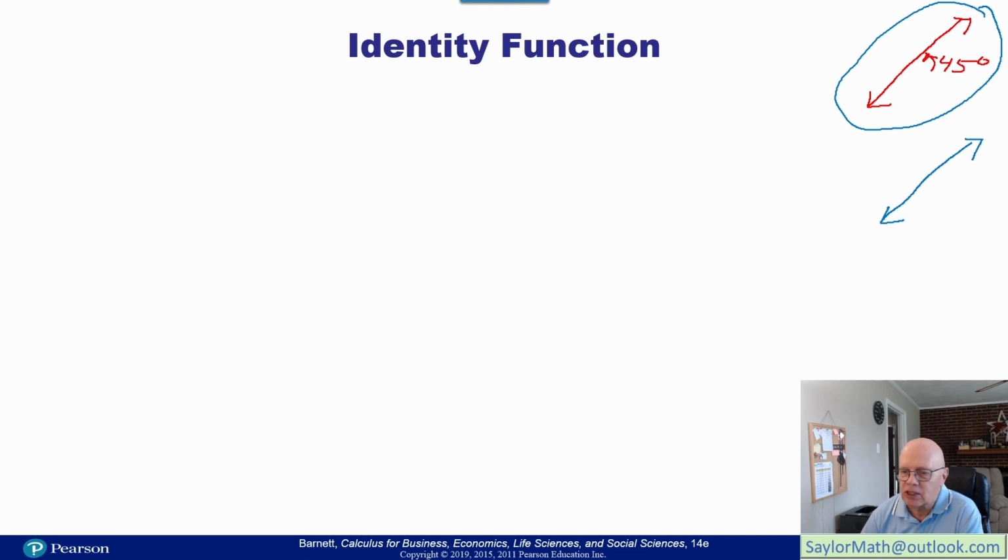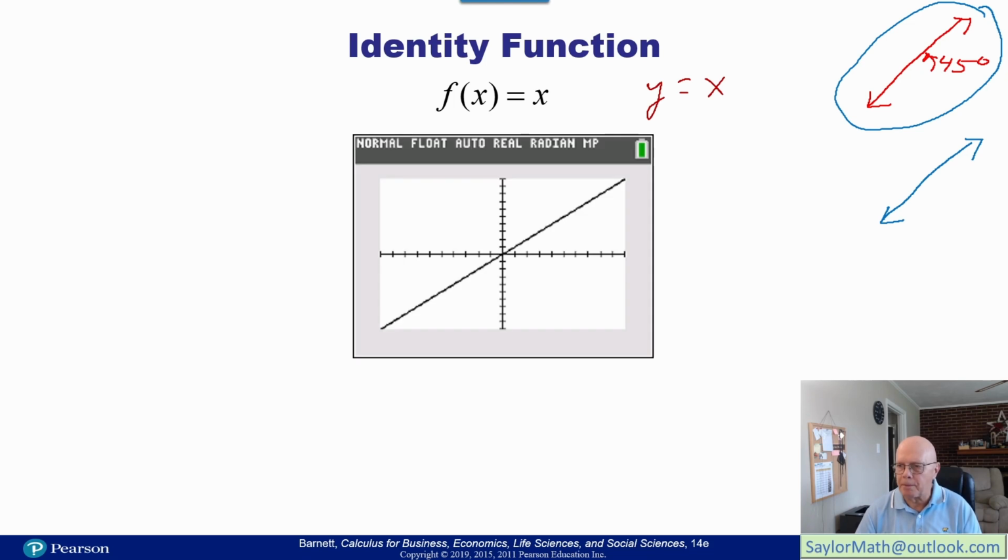I'm going to change back to red so you can see it a little bit better. So there's the identity function. Remember, it's the same thing as y equals x. In other words, the x and the y values are exactly the same on this line. You can tell it's a line because x is the first power and nothing else. And that's what it looks like.